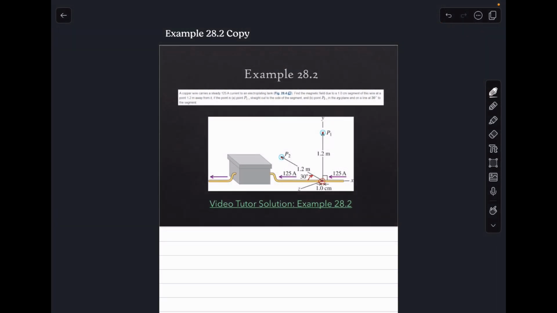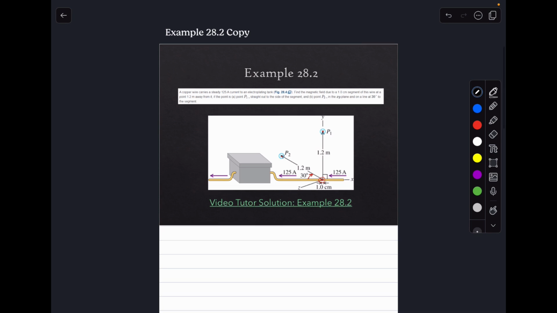So in this example, we're going to be finding the magnetic field at P1 and P2. All right, so let's write down our knowns here. We're going to find the magnetic field at P1 and P2 due to this 1 centimeter piece of wire that has 125 amps of current flowing through it. So we know that the current is 125 amps. And there's a coordinate system on here.